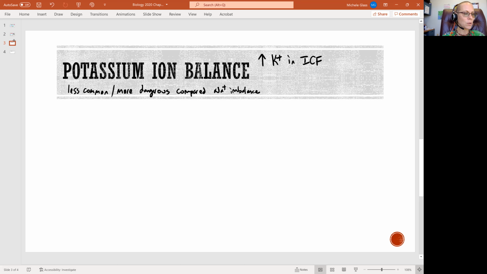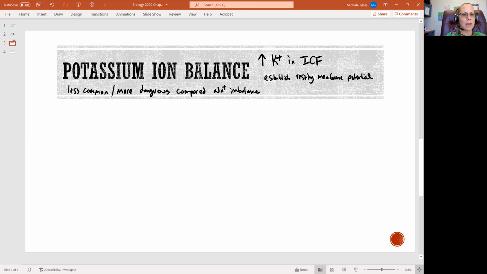And we'll see too that the potassium is important in helping us to establish our resting membrane potential. So our resting cell.